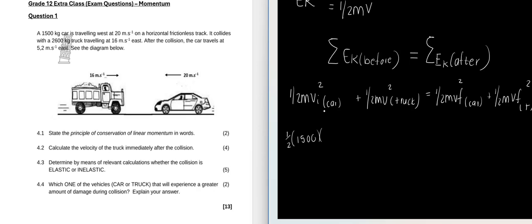The initial velocity for the car, you will see it won't make a difference if you substitute a minus or a positive, because you square it and then it always becomes positive. But you can still just fill in your minus 20. Squared, plus a half of your mass of the truck, which will be 2,600, and the velocity is 16 squared. So guys, please work out this value first, and then we will see if it equals this value.